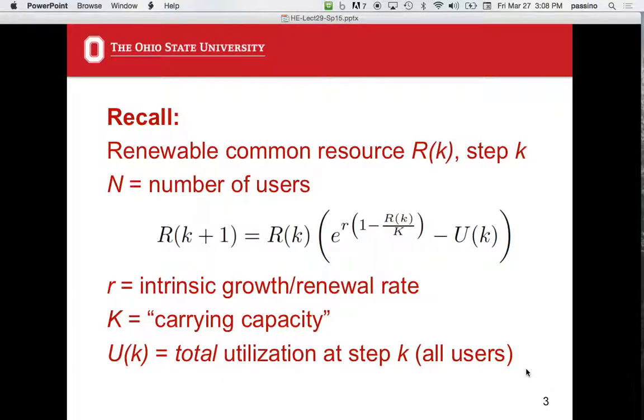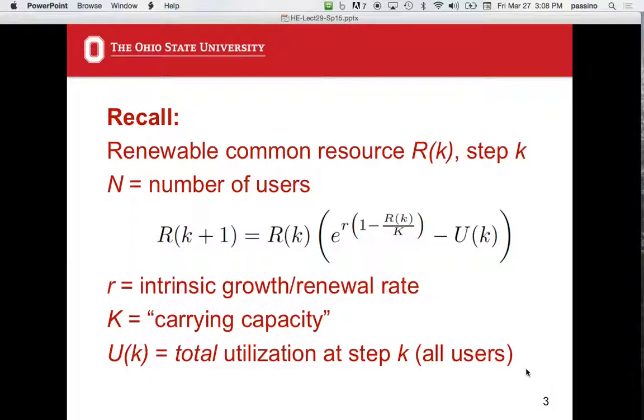How are we going to manage that situation? So let's recall a bit about the dynamics. We had this renewable common resource, R of k, at step k. N was the number of users. And then we had these dynamics right here. You remember these dynamics. All they really do is go like this, right? It's not a big deal. This R was the rate, so that says how steep this is going up. K was the carrying capacity.